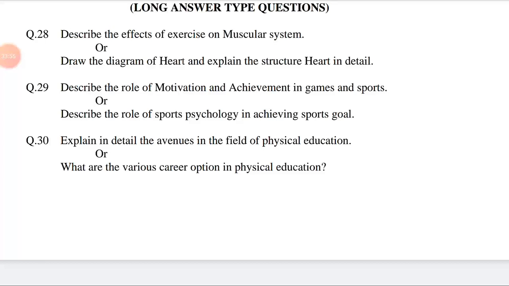The answer may be, first give the introduction of career options, then write down its options such as number 1, as a physical education teacher. Second, as a physical education lecturer. Third, as an instructor. Fourth, as a yoga teacher. Fifth, as a journalist in sports. Sixth, as a reporter in sports. Seventh, as a commentator. Eighth, as an officer. Ninth, as a dietitian. Tenth, as a physiotherapist. Extra.